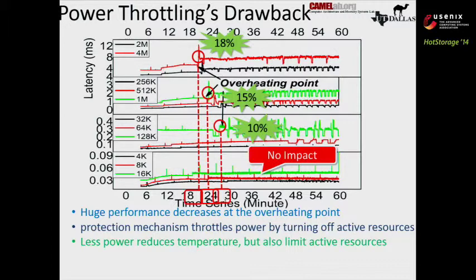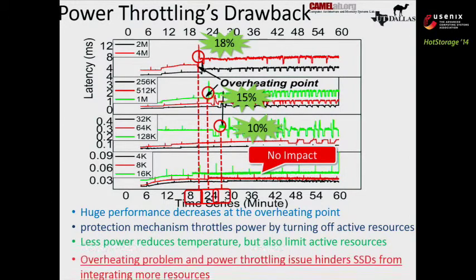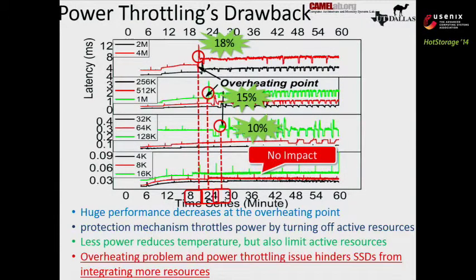We don't think so, because as the device reaches the overheating point, the internal resources will be turned off by the protection mechanism. So after all, overheating problems and the power throttling will hinder SSD from integrating more resources.